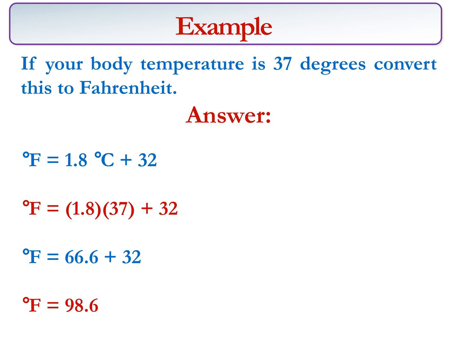So first, we write the formula for converting to degrees Fahrenheit. Degrees Fahrenheit is equal to 1.8 times degrees Celsius plus 32. So we simply substitute degrees Celsius with the value that we are given, which is 37. So we put it here. We multiply this by 1.8 and add 32. And then the final answer in degrees Fahrenheit will be 98.6.